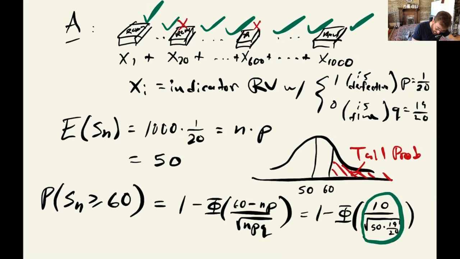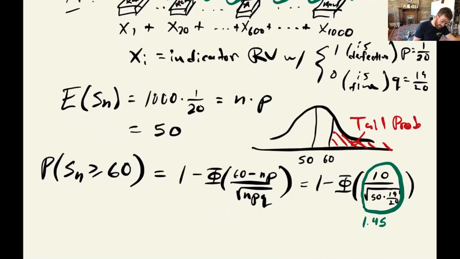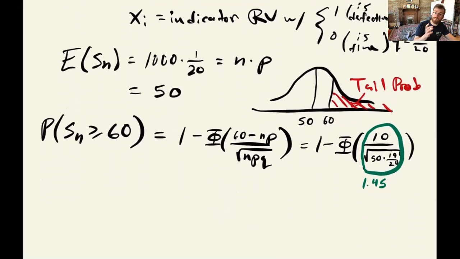Ends up working out to being about 1.45, which just deals with the fact that that square root expression is working out to about 6.89. And then 10 divided by 6.89 says I'm looking for something that's 1.45 standard deviations above the mean. Notice I didn't use the continuity correction here. If I wanted a more precise answer, I could use that, but this will be fine.